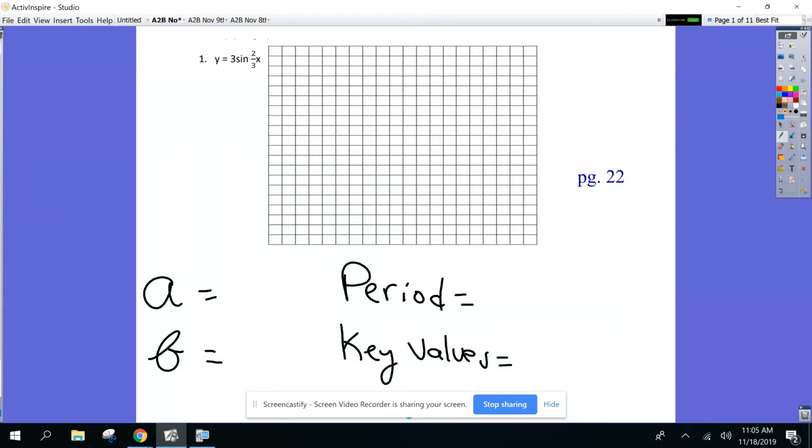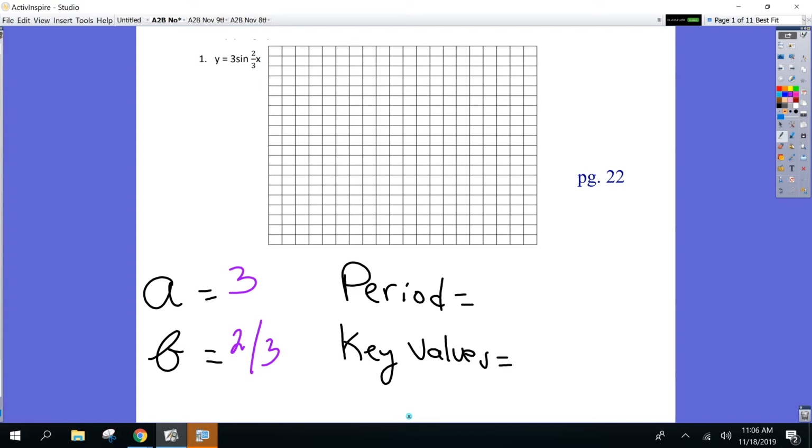Okay, A value. What was the A value up here? A value should have been 3. B value. B value, 2/3. What's another name for the A value? That's the amplitude. B value is another name for frequency. Everyone good so far here?